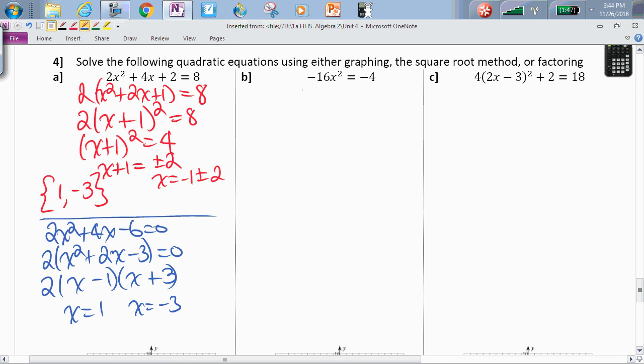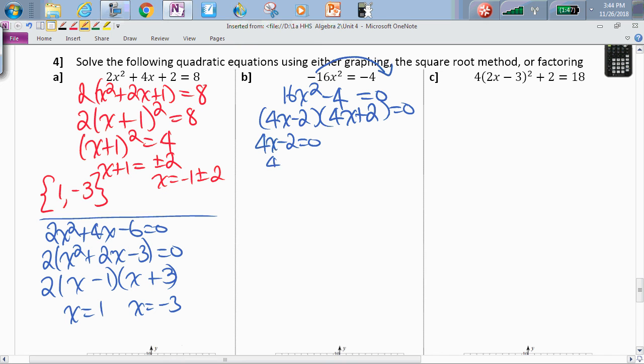Here, there's a couple of things I can do. I can move the 16 over and have 16x squared minus 4, if I move it to this side, equals 0, and then I can do a difference of squares. And I would have 4x minus 2 and 4x plus 2. And that would have given me 4x minus 2 equals 0, 4x equals, this is where you've got to be careful, 1/2. And that would be negative 1/2.